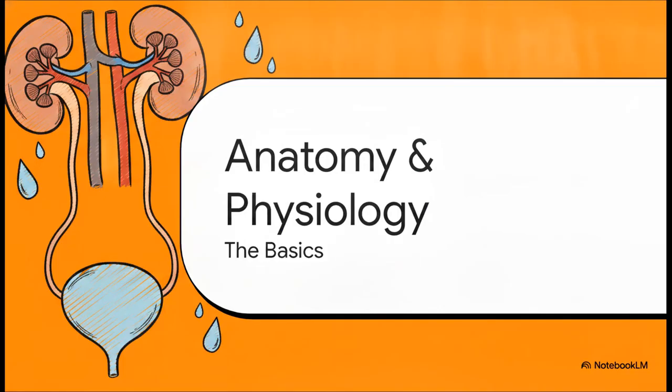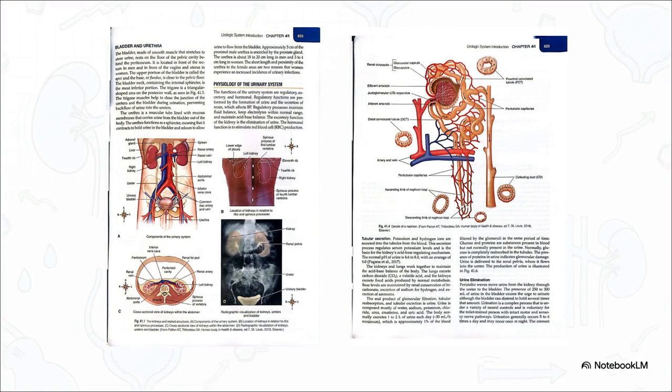Starting off with Section 1, Anatomy and Physiology Basics. We really need to nail down the baseline before we can start recognizing the pathology. And this image here brilliantly illustrates our macro to micro view. Over on the left, you've got the whole system's layout. You know, the kidneys tucked just below that 12th rib, the ureters, the bladder, and the urethra. But shift your focus to the right, because that is where the real action happens.